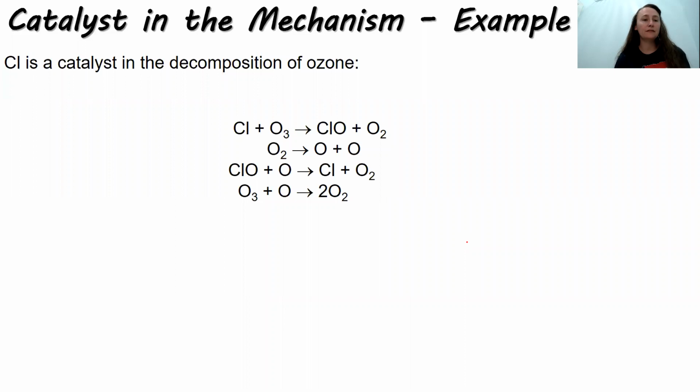So an example of a catalyst and a mechanism is a chlorine radical serving in the decomposition of ozone. So if we have a chlorine radical that bumps into an ozone molecule, it can form these things, and then maybe something is helping the oxygen break into oxygen radicals. And then at some point, that intermediate bumps into an oxygen radical, and it can form O2 and release another chlorine radical. And then the ozone can bump into the other oxygen radical and form O2.